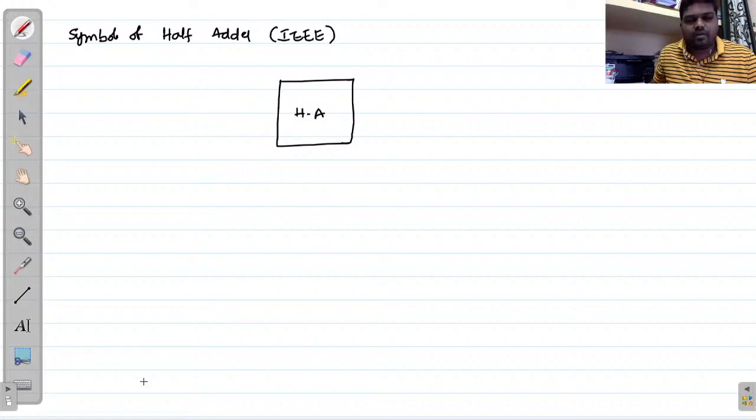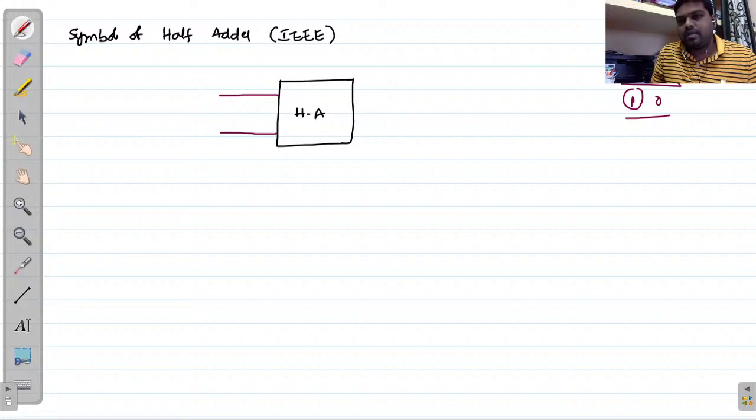HA means half adder. Here I am providing 2 bits. For 1 bit addition we require 2 bits, so this is 1 and this is 1. Here I am getting sum 0 and carry 1. I am indicating carry here. This is 1 bit and this is 1 bit, so these 2 bits are provided for 1 bit addition.